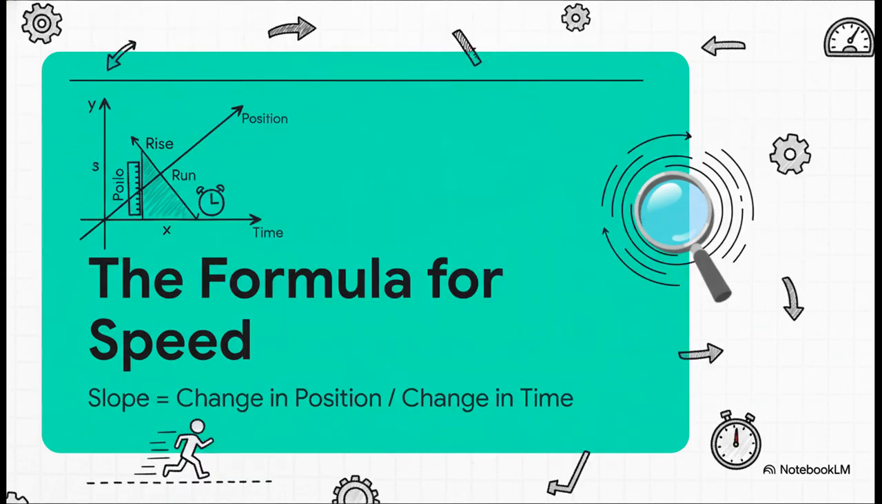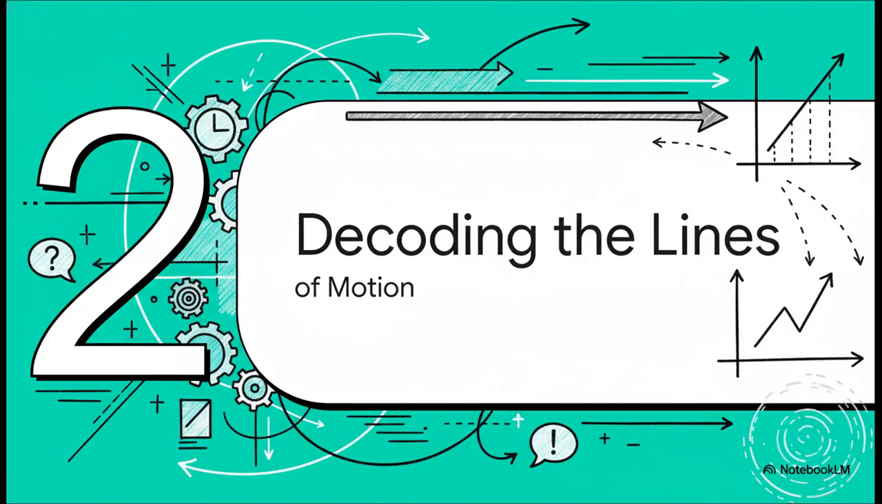Okay, but how do we put a number on that steepness? Well, the formula is actually super simple. The slope is just the change in position, how far you went, divided by the change in time, how long it took to get there. You probably heard this back in math class as rise over run. And in our case, the rise is how much your position changed, and the run is how much time went by.